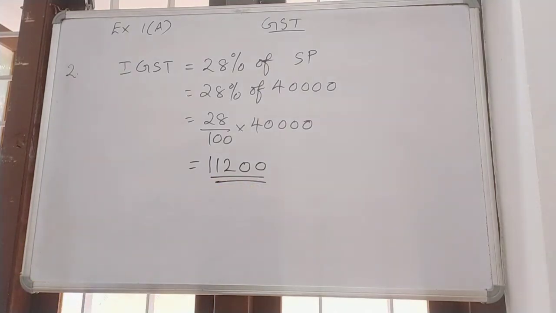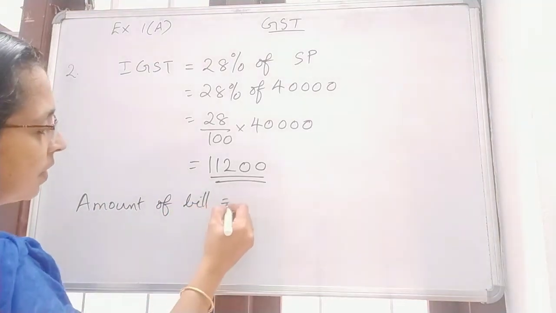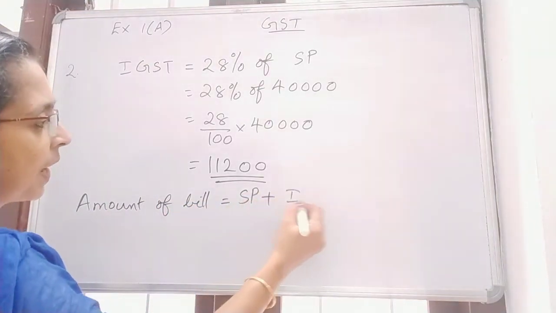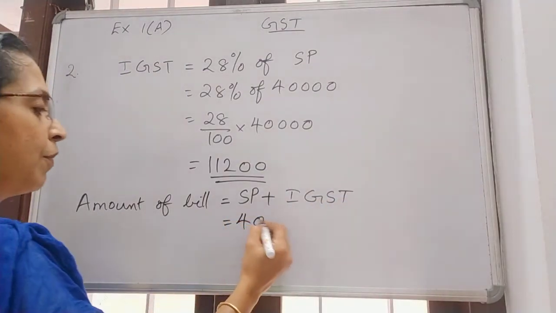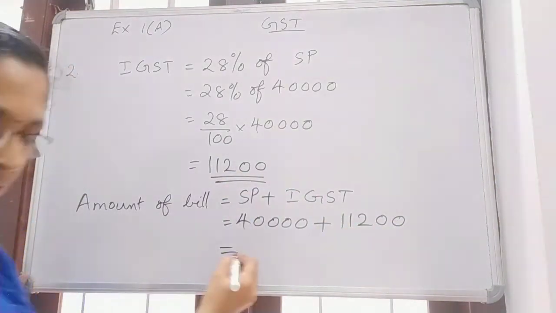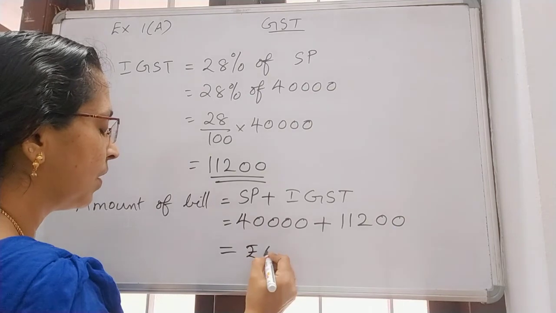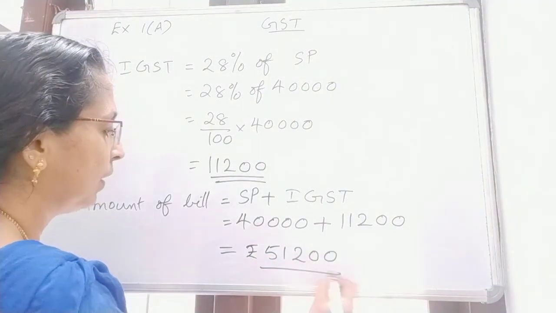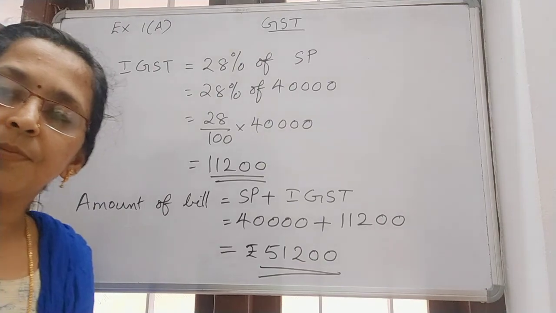11,200. Next we want to find amount of bill. Amount of bill is equal to SP plus IGST. Here IGST only, no. So SP is 40,000 plus IGST, we got it as 11,200. So it will be 51,200 rupees. 51,200 is the amount of bill. Amount of bill is equal to 51,200. Thank you.